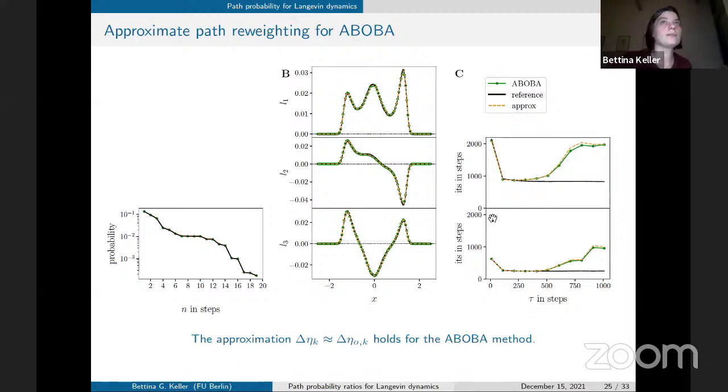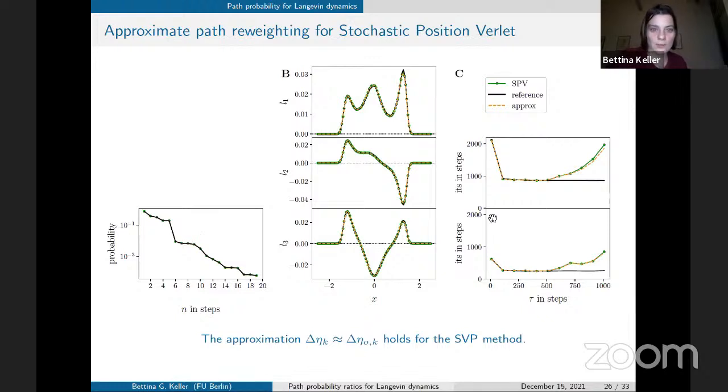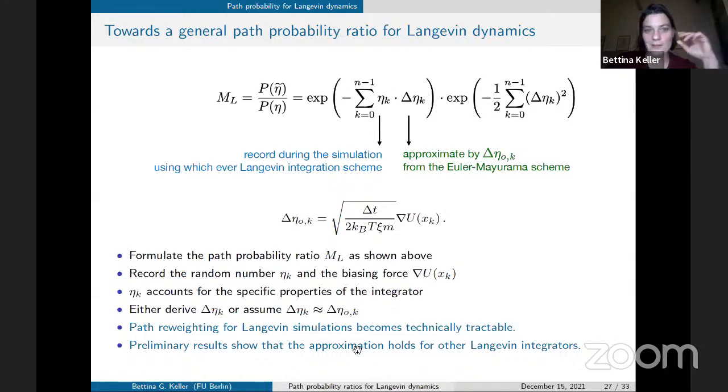And we also tried a stochastic position Verlet, and that also seems to work very well. So this approximation seems to hold up for many large event integrators. What this means is that, probably, and that is something that we're looking at right now, you don't have to derive this delta k for each integrator separately, but you can import the large event integration expression. So then a general path probability for large event dynamics would look like this.